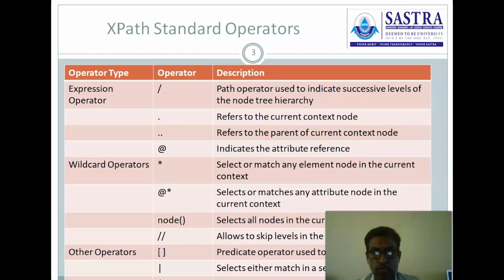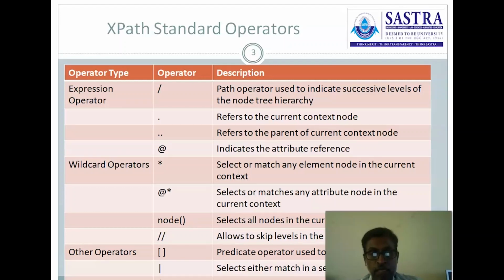You don't want to use the second level. Directly you wanted to refer the third level. Then you can make use of /. It allows you to skip levels in the hierarchy. And then the other operators, square bracket and or symbol. Square bracket is called the predicate operator. The predicate operator will be used to filter a group of nodes.